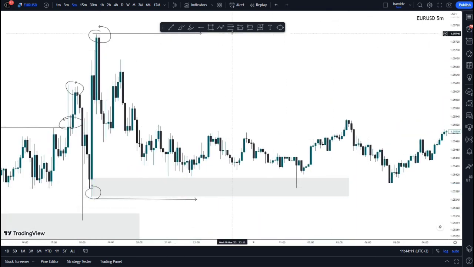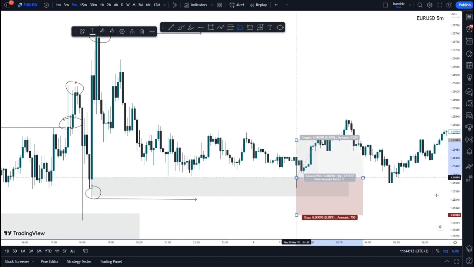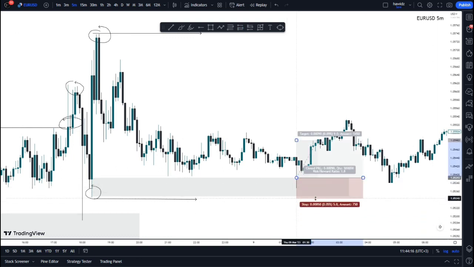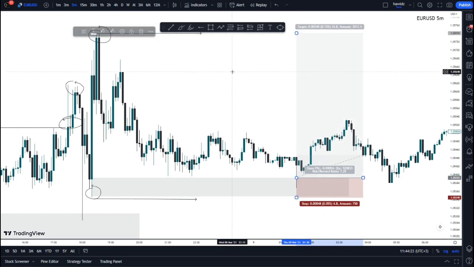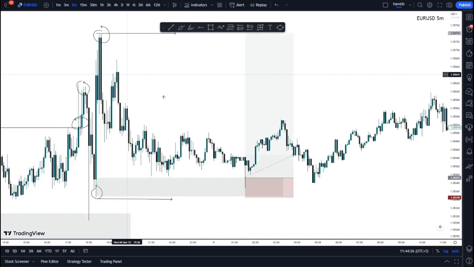And from there we can now see that price comes in, taps our area very beautifully, and our stop loss, so just looking to protect ourselves just below the zone, and we're looking to target the highs, right? Or only looking to target the highs since we're aggressively scalping.